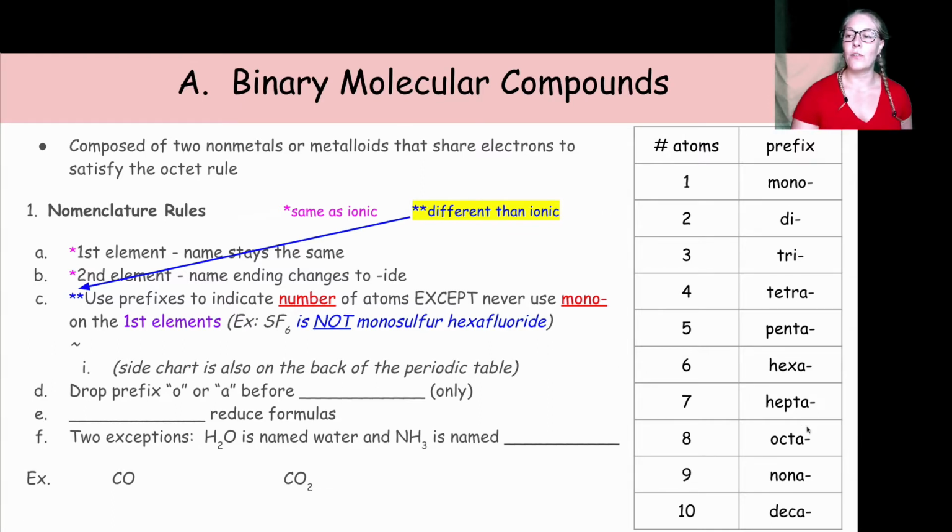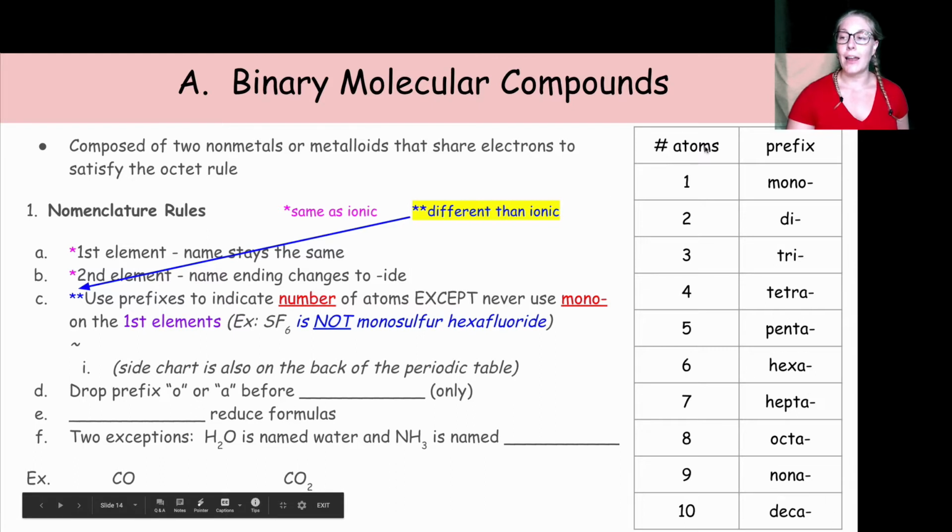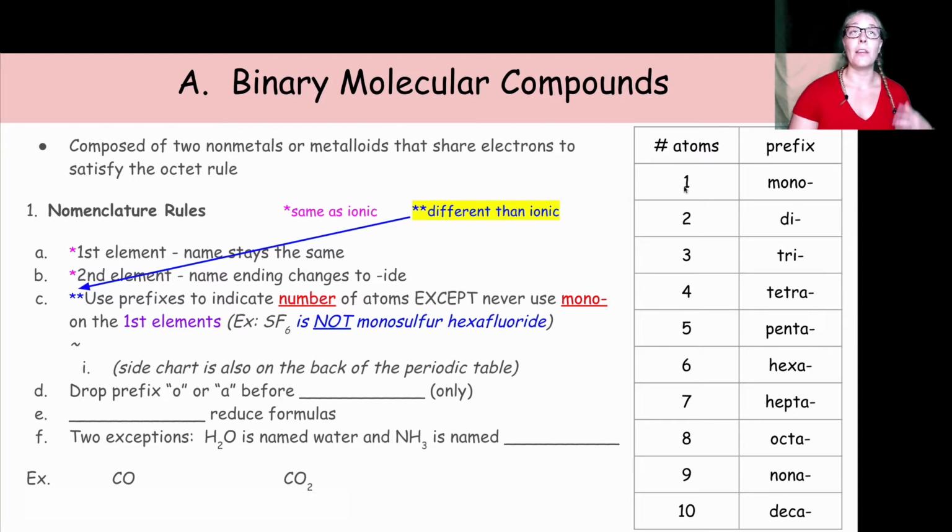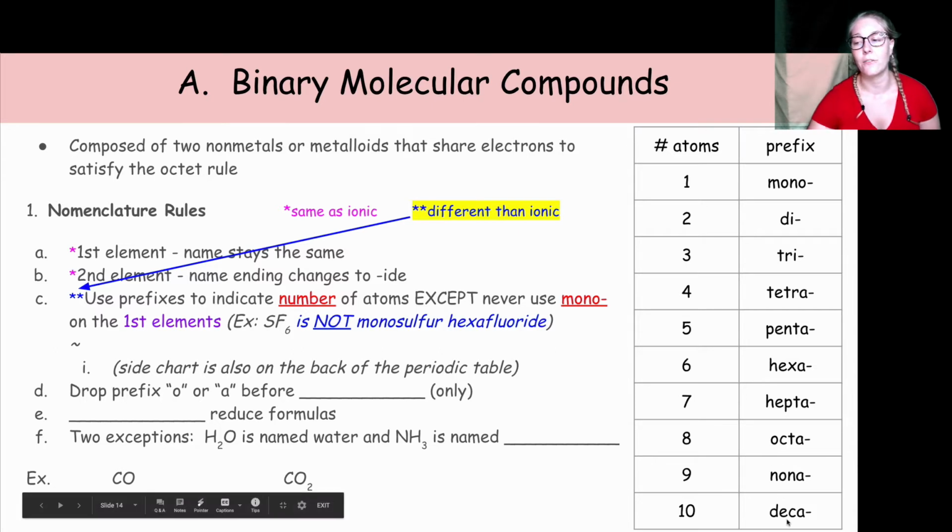Okay, so look at the right, you see the table of atoms and prefixes. If you have one atom of an element, it has the prefix mono when we name it. 2 atoms of an element, it has the prefix di. Tri for 3, tetra for 4, all the way down to deca for 10. Now, penta through deca, 5 through 10, those probably look similar to what you've seen in math with pentagons, hexagons. 1 through 4 may be a little bit different than what you're used to seeing.